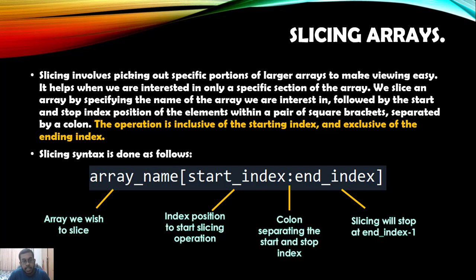Slicing syntax is done as follows. Array name, start index, colon, end index. That is, the array we wish to slice, the index position to start the slicing operation, and a colon separating the start and stop index. Slicing will stop at end index minus 1.